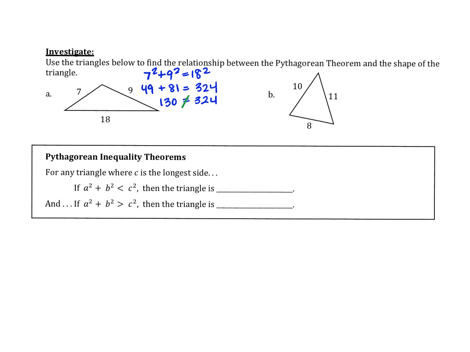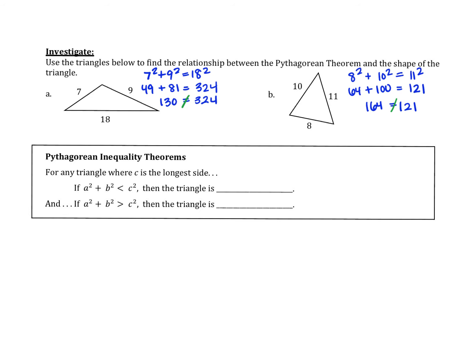11 is going to be our hypotenuse because it's the largest side. So 8 squared plus 10 squared is equal to 11 squared. So you have 64 plus 100 is equal to 121. 64 plus 100 is 164 is equal to 121, and you can see that these are not equal. So what does this have to do with anything?